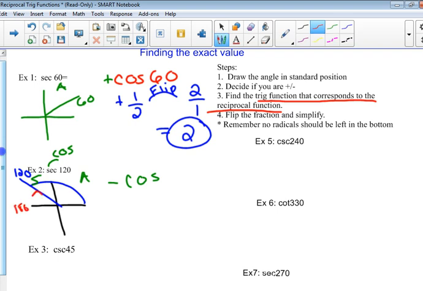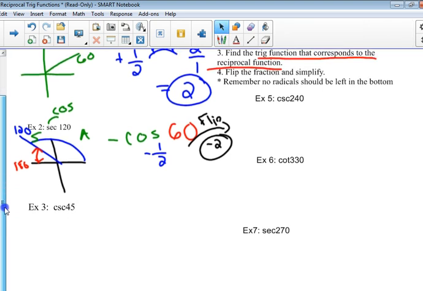So, Christina, we still got to do that. 60. Good. With your 60 degrees of cosine, what was cosine of 60? 1/2, good. So we have negative 1/2 is the negative cosine of 60. Flip. Negative 2. That's it. So you're finding your regular functions that you guys have been doing, just at the end, you have to flip it to get that reciprocal function. All right, let's try another one.